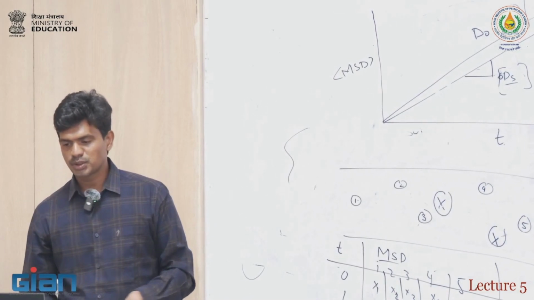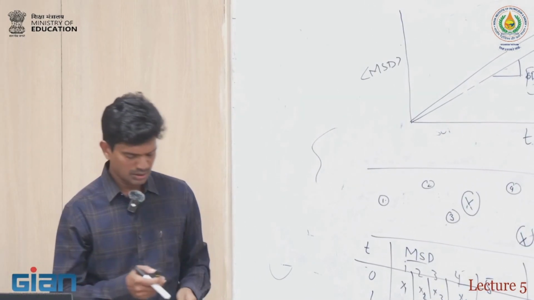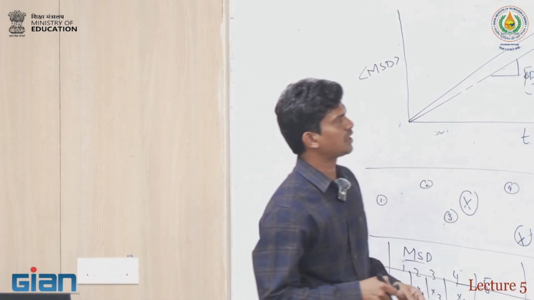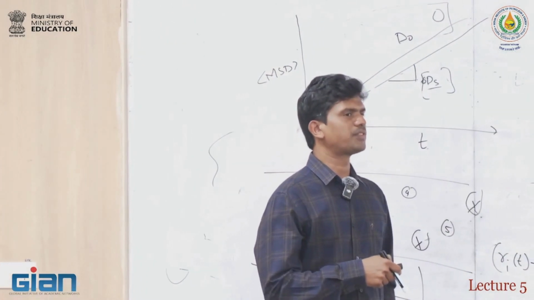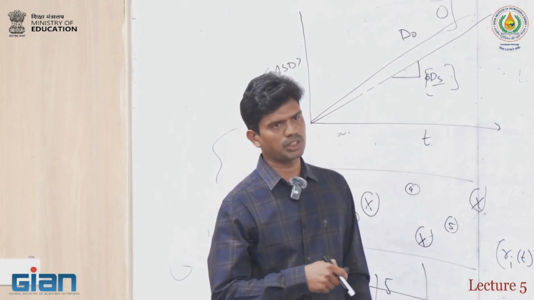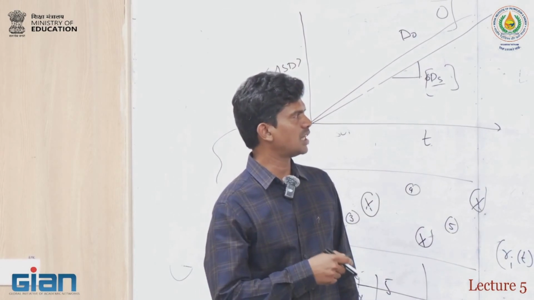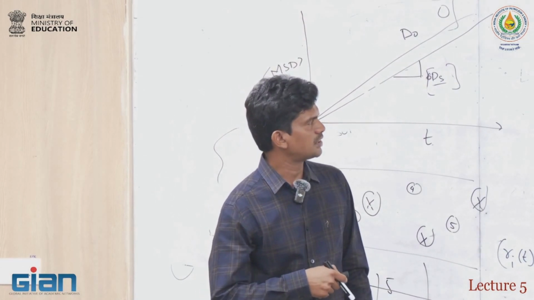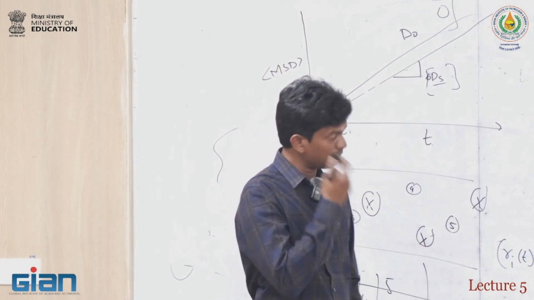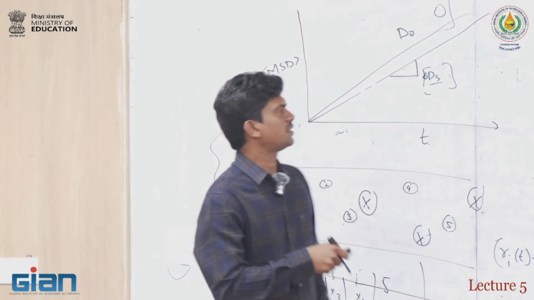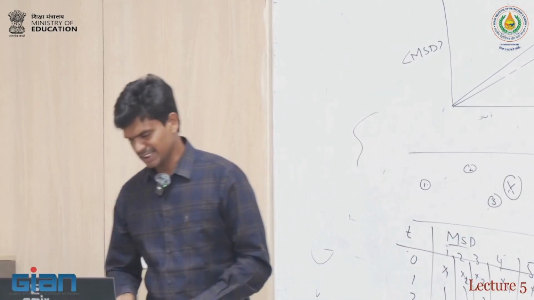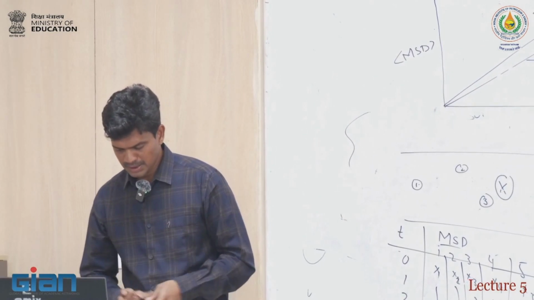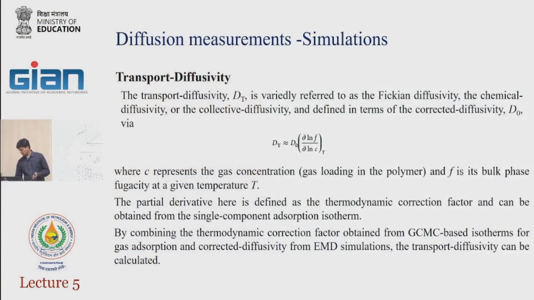The last one is the transport diffusivity. It is based on the fact that we need to calculate the D naught value, which is the corrected diffusivity, times a thermodynamic factor, which will come from the adsorption isotherms. In an adsorption isotherm, we have pressure versus concentration, that means the amount loaded. Using that factor, we can calculate the transport diffusivity, which can be compared with the experimental data. So these are the different diffusivities which we can get from the simulations.